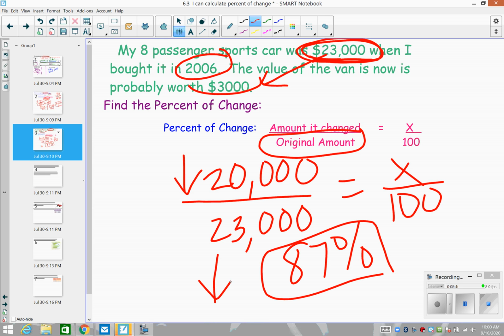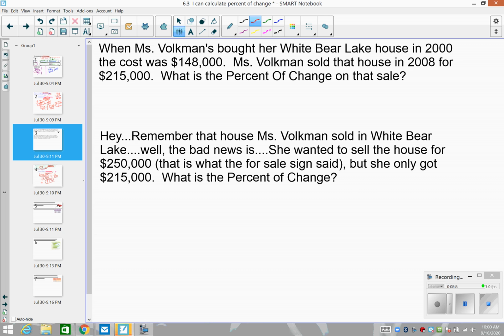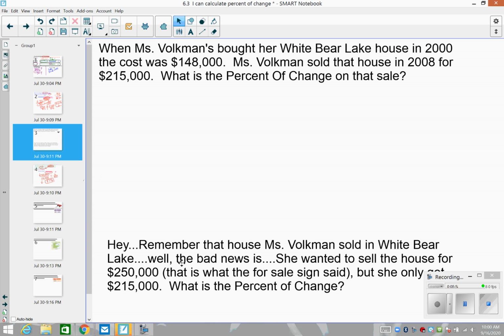Okay, next question. Hopefully this is an increase problem. Otherwise, I'm going to have to, yeah, let's do this one. All right. When Mrs. Volkman bought her White Bear Lake house in 2000, this is a real story, the cost of the house we paid was $148,000. We sold that exact same house 8 years later for the cost of $215,000. What was the percent of change on that sale?